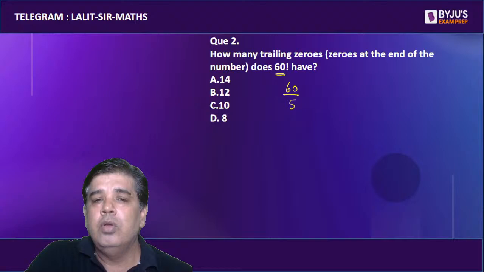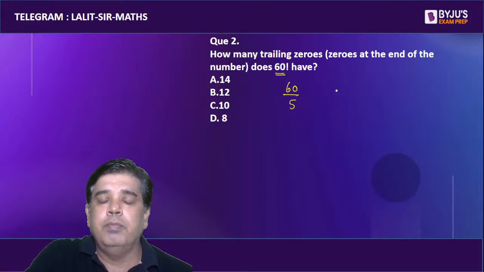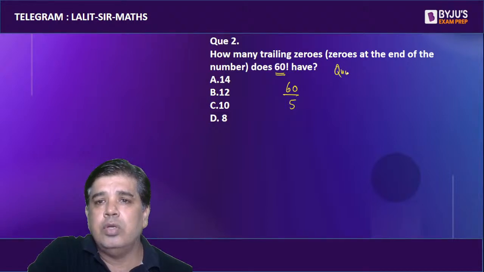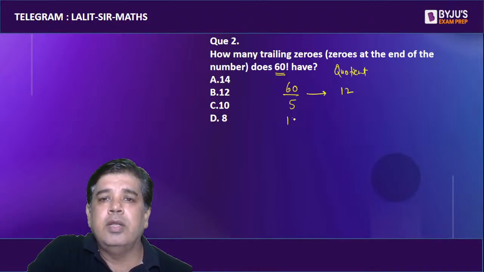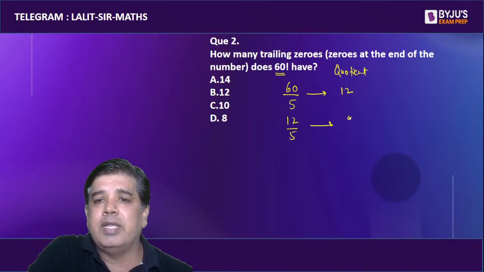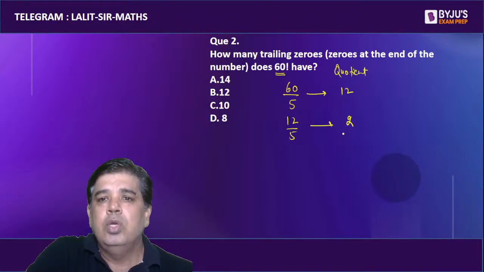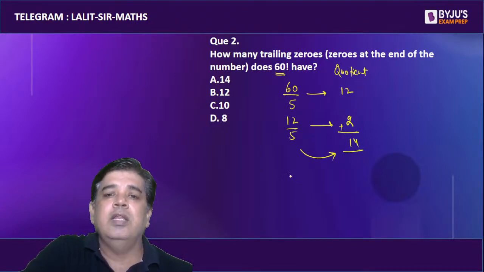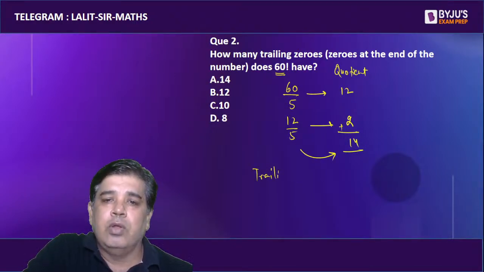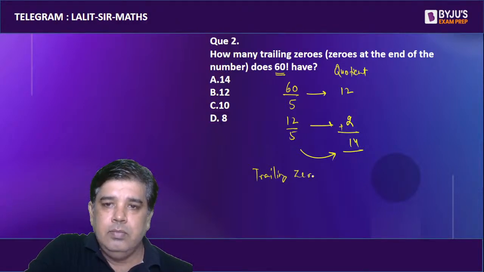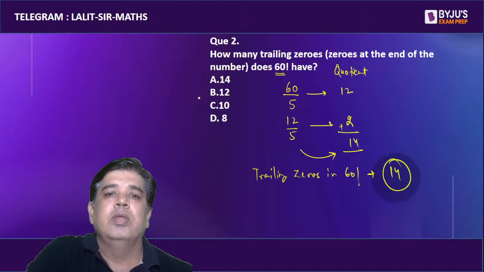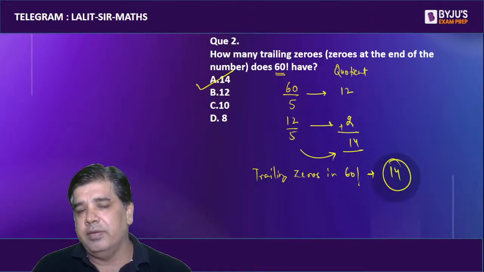It's a question of just a few seconds now, because we will be finding the number of 5s. Pick the question. What will be the question? 12. Then 12 divided by 5, 5 to the 10. Only these two questions will tell us the number of 5s, which are 14. So trailing zeros in 60 factorial will be 14. So the answer is A part, 14, right?